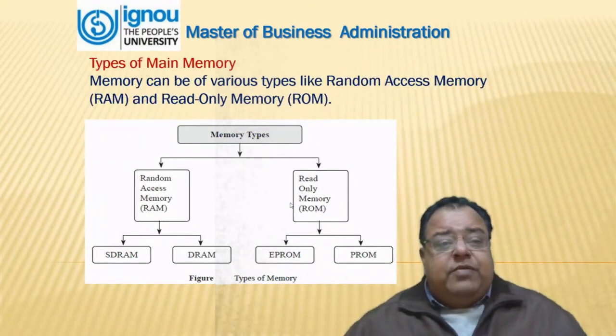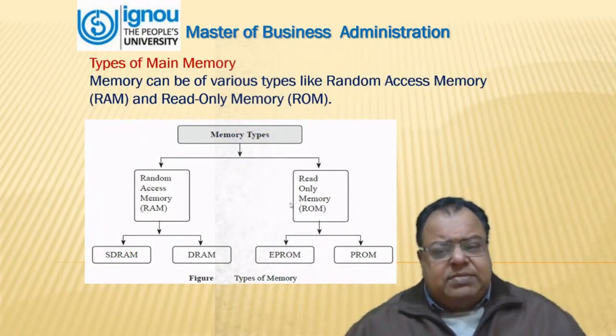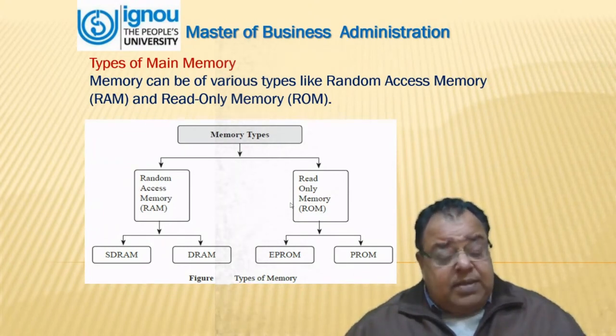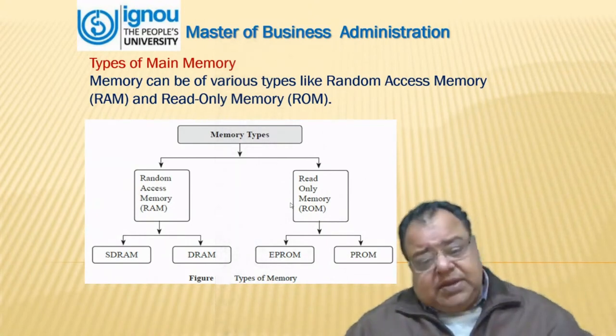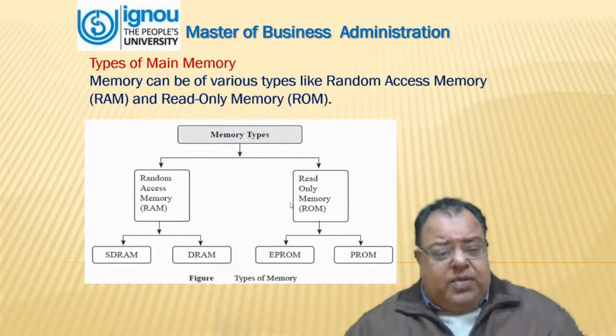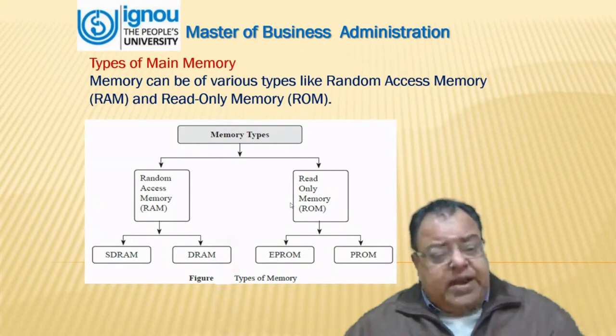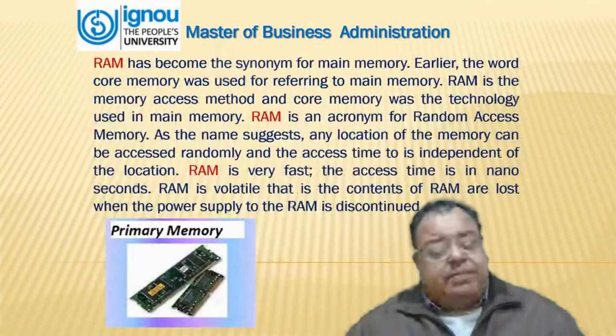What are the types of main memory? Memory can be of various types, like random access memory, that is RAM, and read-only memory, that is ROM. We can see over here, further, this RAM again has two parts, that is SDRAM and DRAM. Similarly, ROM also has EPROM and PROM.